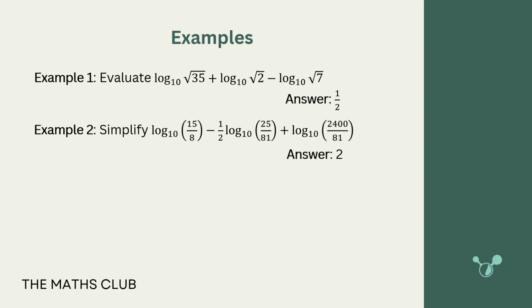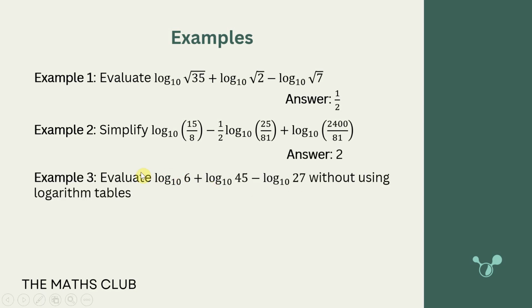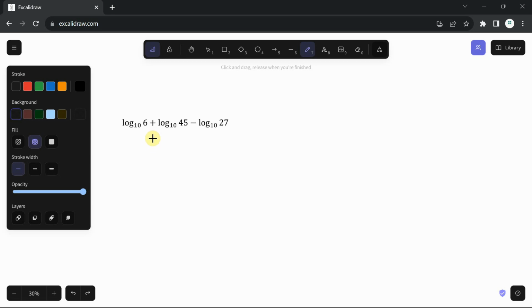Great. So the next question is saying evaluate log 6 base 10 plus log 45 base 10 minus log 27 base 10 without using the logarithm table. So to solve this question too, same thing, there's a plus, there's a minus, and they all have the same base. So I could just group everything and say log base 10 6 times 45 divided by 27, right?